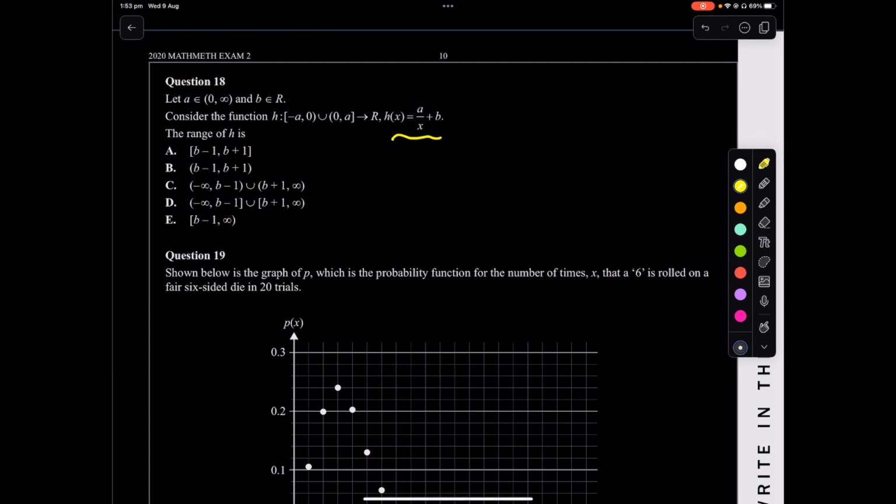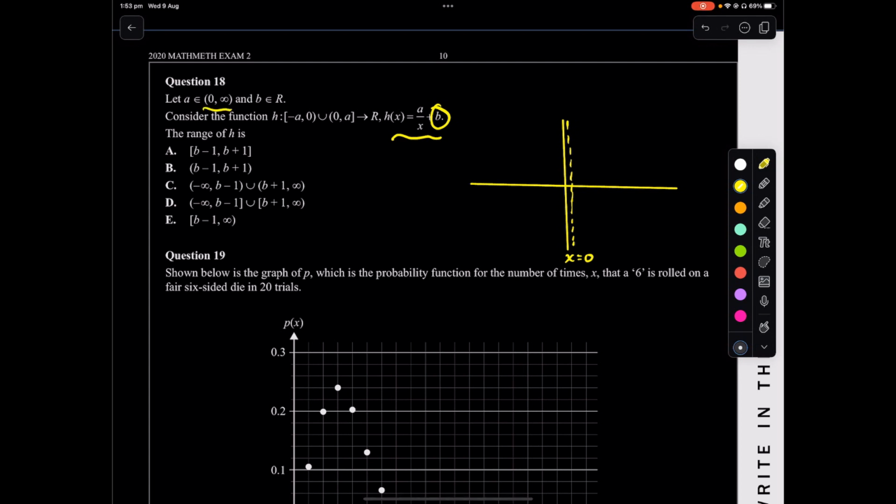A range of h of what? Okay, so I know that at x equals 0, it's going to have an asymptote. So here, x equals 0 is going to have an asymptote. And at b, we know b is an element of the reals, so it could be negative or positive. So we need to be careful with that one.